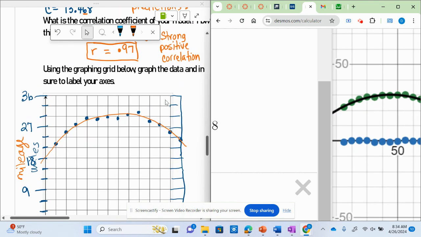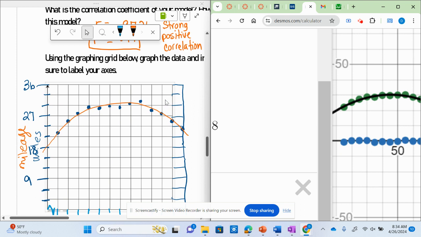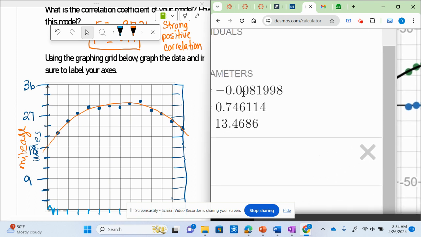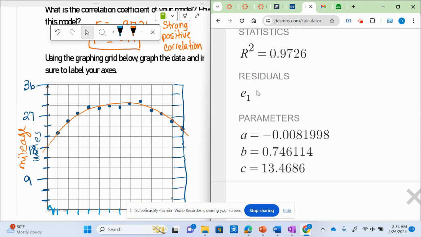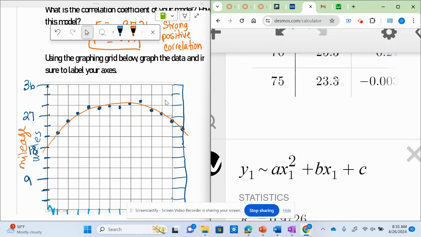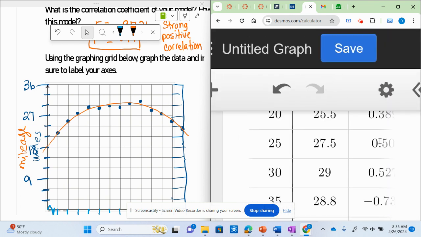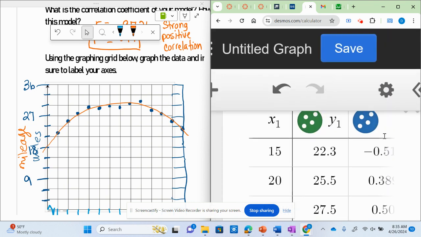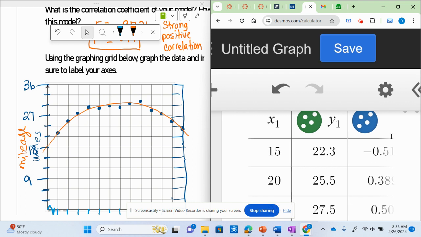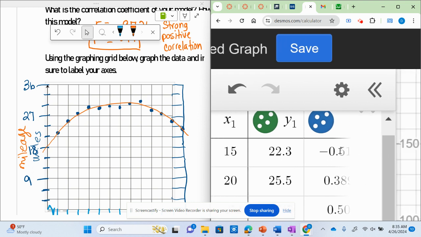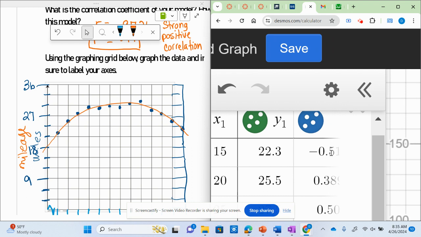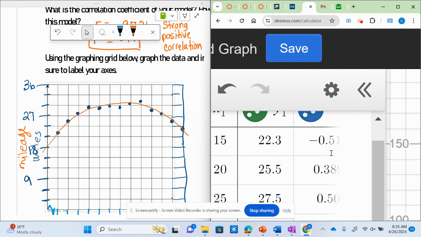So the next thing I need to do is calculate my residuals. In Desmos, right next to the word residuals, this E1, it typically says plot, but I pushed that button. So it already plotted our residuals. What that does is it takes all of our residual values, which is the difference. It already calculates the difference between the actual and the observed using our equation, and it puts them right here. So we're going to write these down in our table.